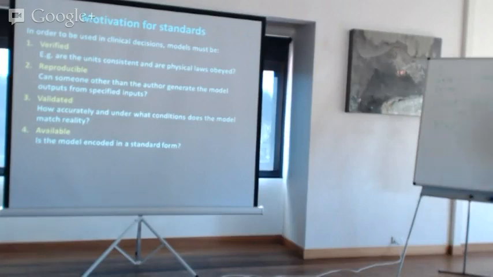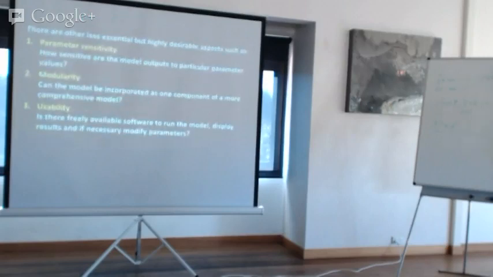And it would make it a lot easier for the journals to do this process if the models submitted to journals were encoded in accepted standards and the tools were available for reviewers to check the outputs. So, availability is a model encoded in a standard form. Then there's all sorts of other things you want to do on top of that: parameter sensitivity, modularity.